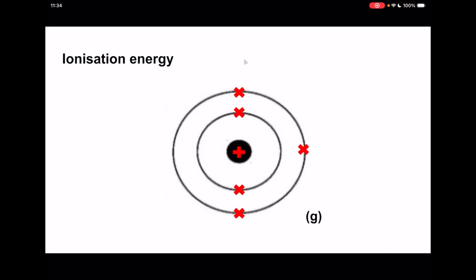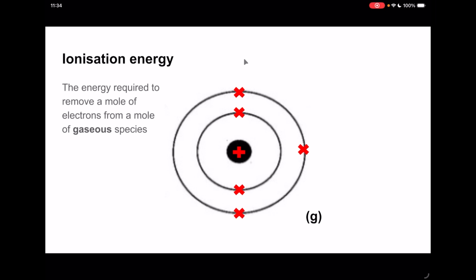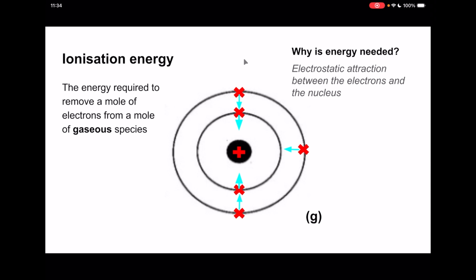So the first thing we need to talk about is what is ionization energy. That's defined as the energy needed to remove a mole of electrons from a mole of gaseous species. And species, as you'll see, can be atoms or ions. So why is energy needed? Well, the electrons experience electrostatic attraction from the protons in the nucleus. So obviously we've got to put energy in to overcome that.